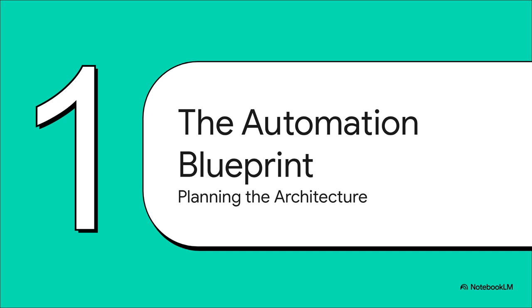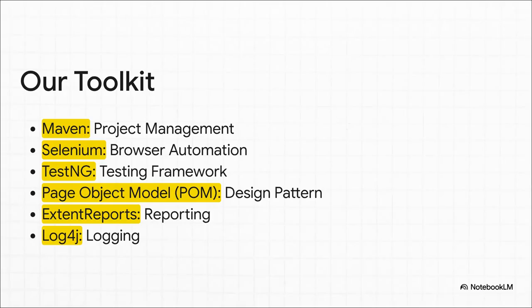Okay, but how do we actually build this thing? It sounds complicated. Well, think of it like building a house. You wouldn't just start nailing boards together, right? No, you start with a blueprint. You gotta plan out the architecture, figure out what components you need, and pick the right tools for the job. And this is our toolkit. This is the whole shebang.